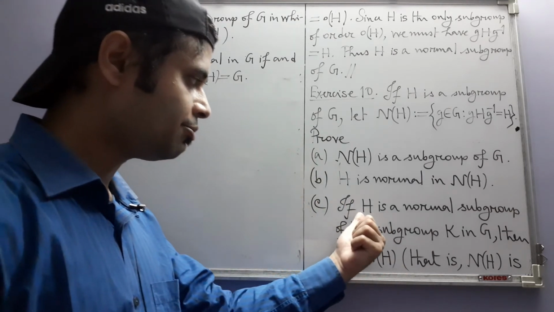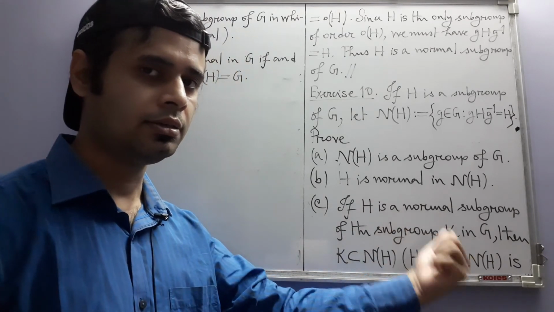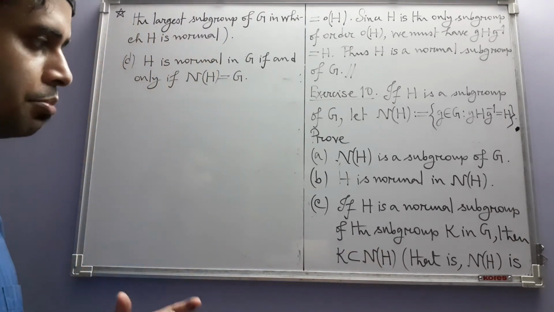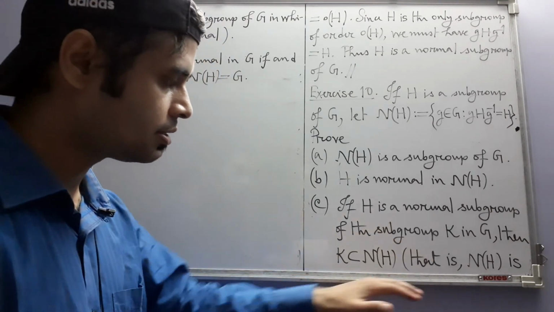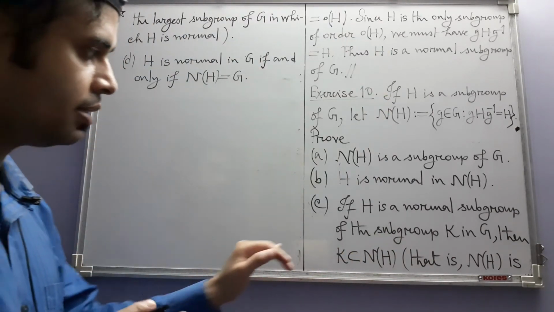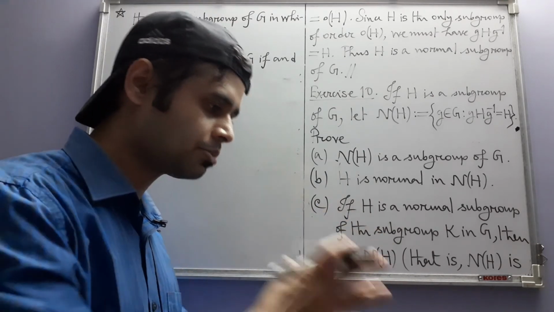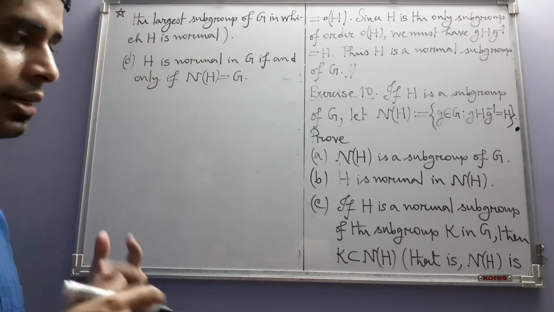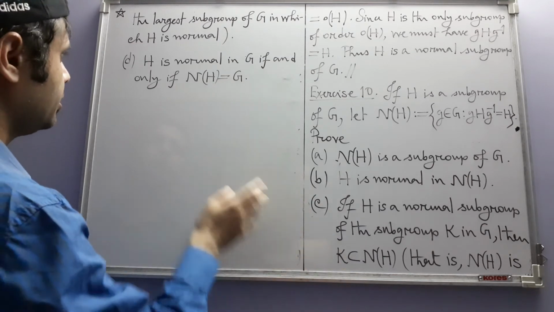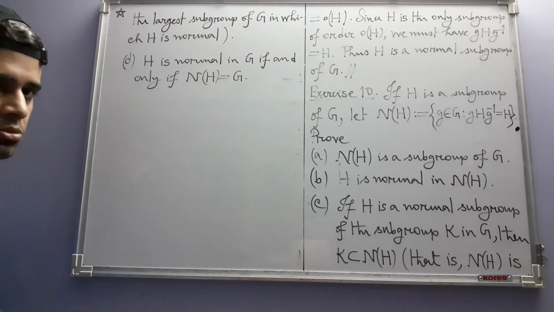And then if H turns out to be a normal subgroup of some subgroup K in G, then K has to be inside NH. So in this sense NH is the largest subgroup of G in which H is normal. If H finds itself normal in any other subgroup, that other subgroup must be inside NH, and in that sense NH is the largest, a maximal subgroup. And finally H is normal in G if and only if NH is equal to G.